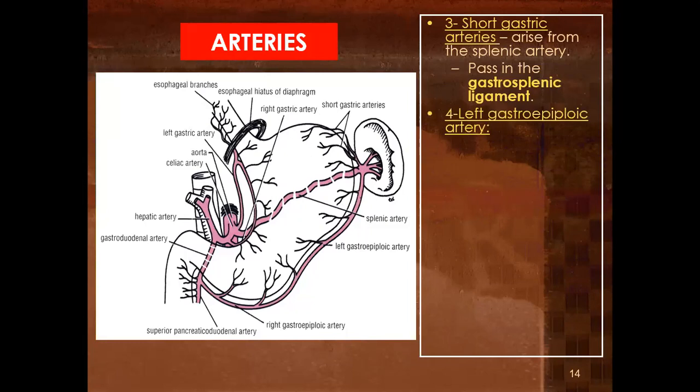Then the fourth artery is called the left gastroepiploic artery. You can see this is the left gastroepiploic. It is also a branch from the splenic artery, and it passes along the greater curvature of the stomach.